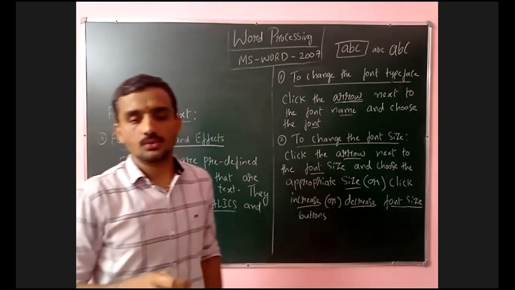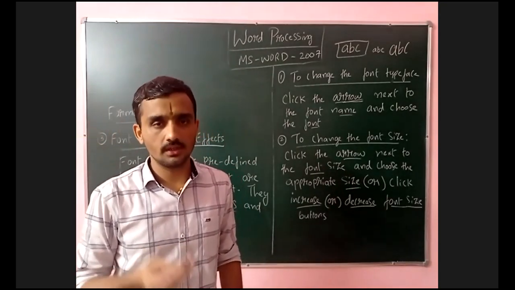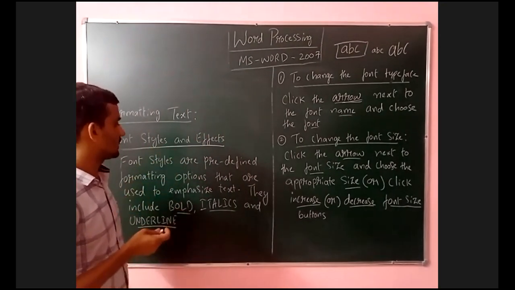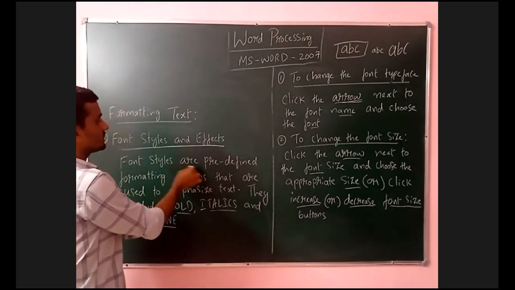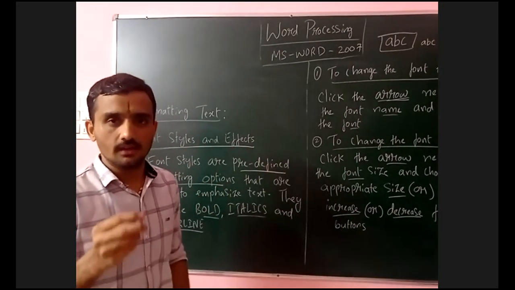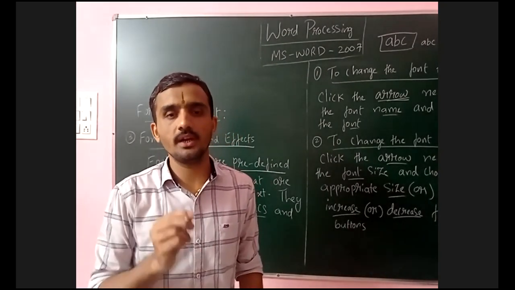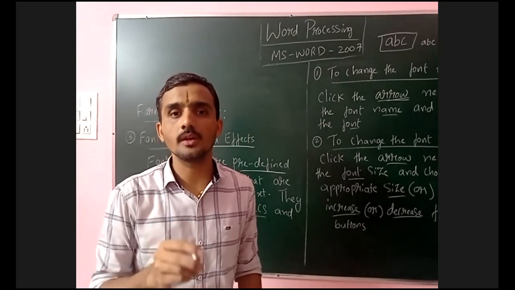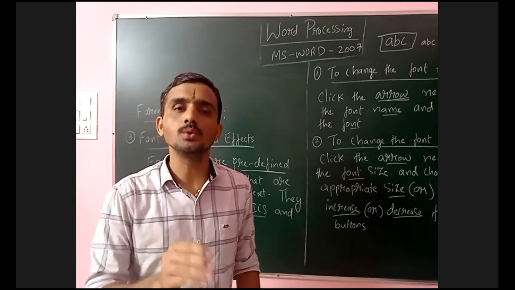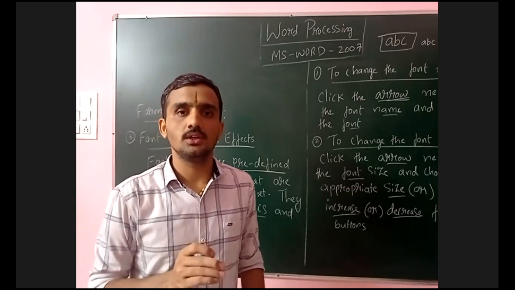When we type the text in the document, we can format the text. So this is the third option, where we can see font styles and effects. Font styles are predefined formatting options. See, in software we have two things: predefined and user defined. Predefined means the things which are already present in the software, so we only have to use those options. We don't have the right to change the functionality of those options.